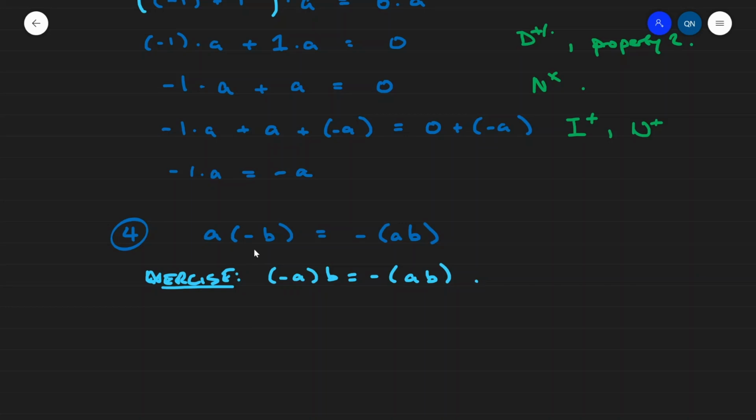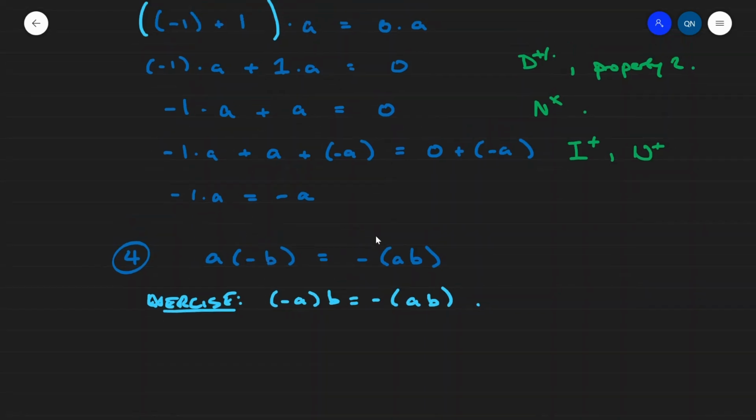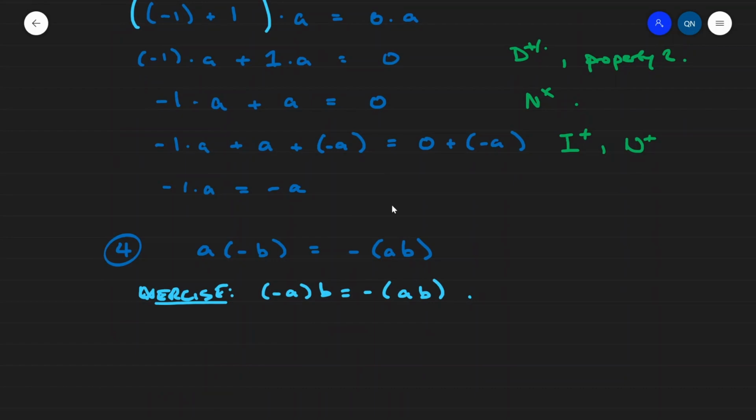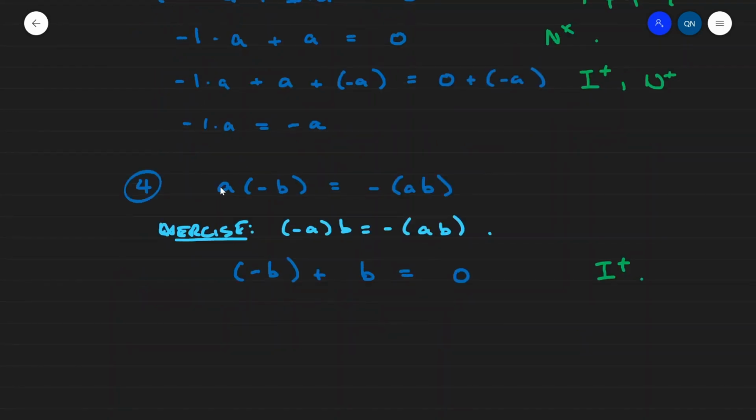Okay, so kind of like before, I see a negative of a ring element here, negative b. So what's a nice way to get that? Well, just like how I wanted to get to this negative 1 here, I'm going to start off with the equation negative b plus b is equal to 0. So this is from the additive inverse axiom. Okay, but I want an a times negative b. So let's just multiply a on both sides.